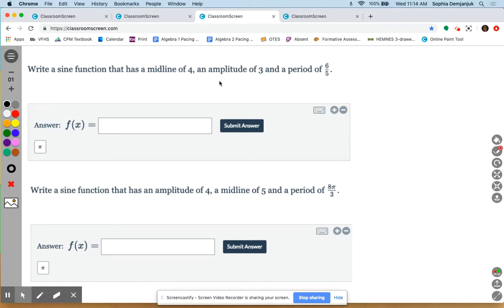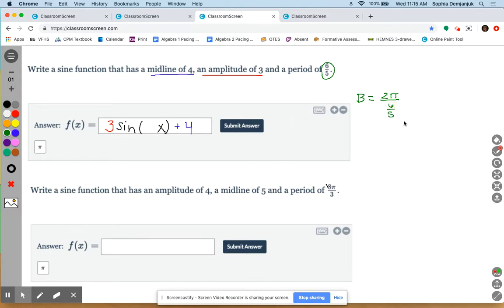And then we'll do some examples where it doesn't give us the frequency. We're given the period instead, so it just requires one more extra step of work. So we have to write a sine function. So I'm going to write sine in here. That has a midline of 4, so I need to add 4 to the end. An amplitude of 3. 3 goes out in front of sine. And a period of 6/5. So I want b to be in my parentheses right there, so I'm going to solve for b. So b is my frequency. I do 2 pi divided by the period.